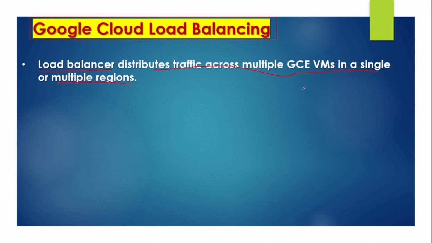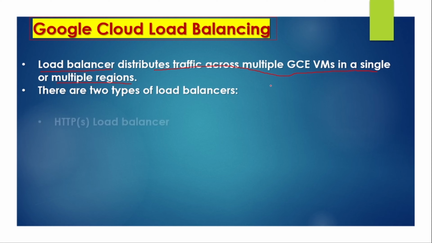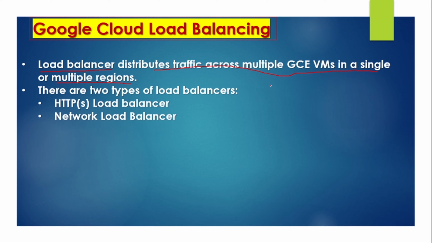For example, if you launch an application that has its instances in US and Europe, when you attach a load balancer, it can route the traffic equally to US as well as Europe. Now there are two types of load balancers. One is the HTTPS load balancer and the other is the network load balancer.